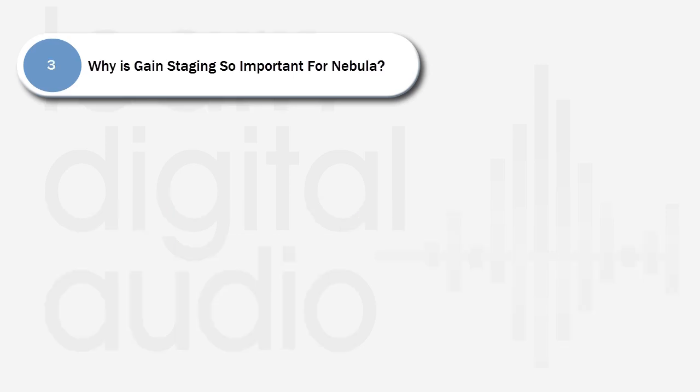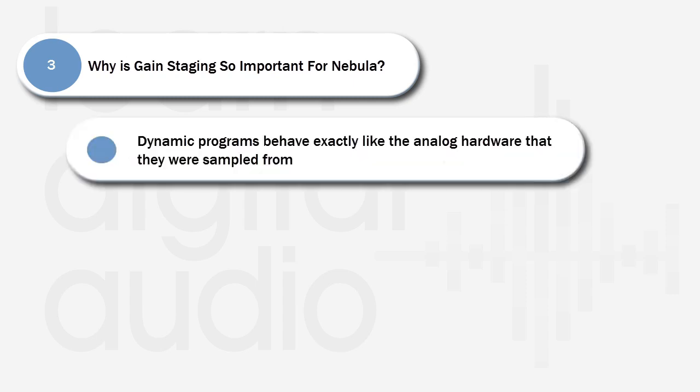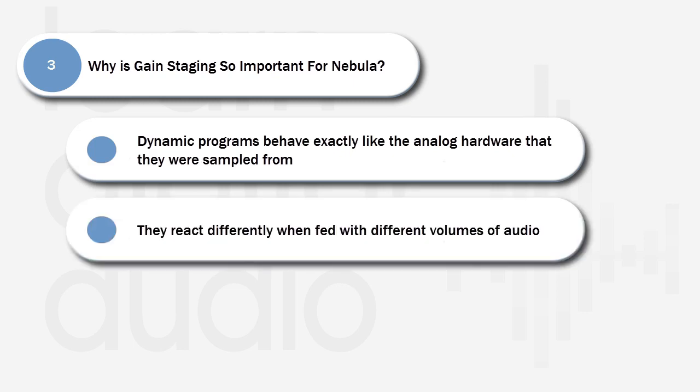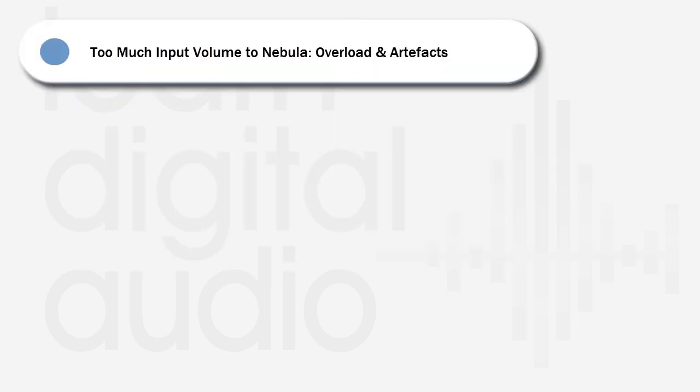Why is gain staging so important for Nebula? Gain staging is so important for Nebula as its dynamic programs behave exactly like the analog hardware they were sampled from. They react differently when fed with different volumes of audio. It's not just that we need to avoid overload or insufficient signal levels. There are several key things we also need to understand when thinking about the volumes of the audio we send to Nebula. If input is too loud, we will get digital overload.